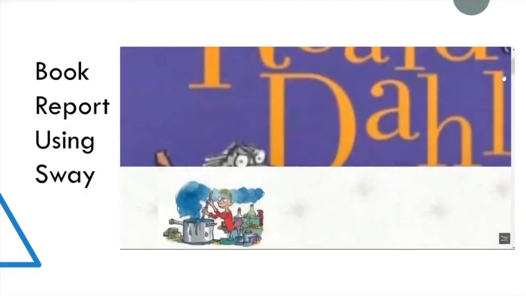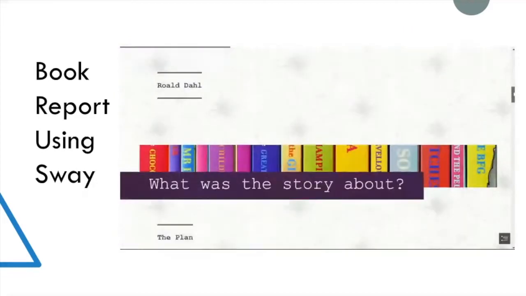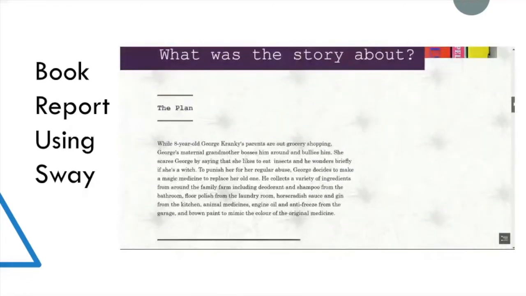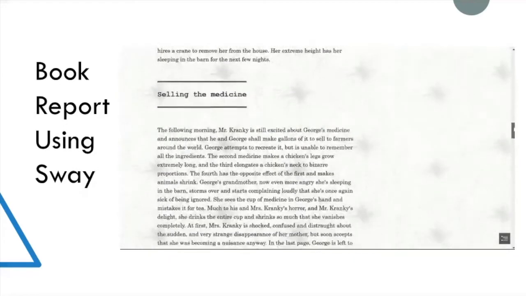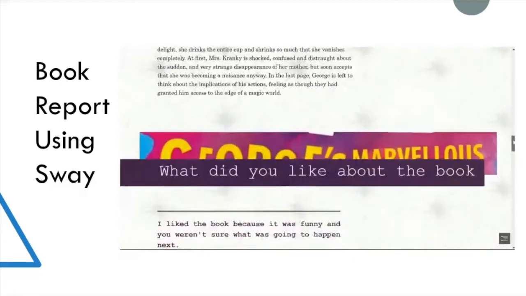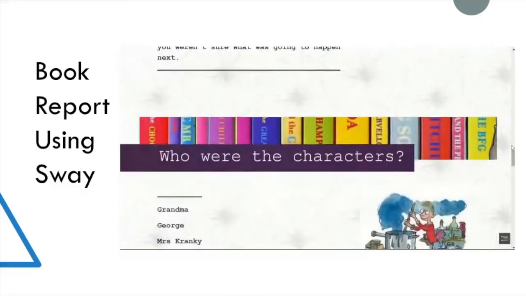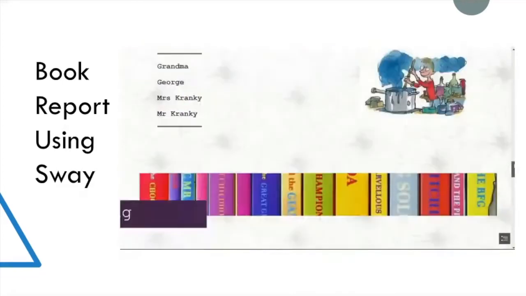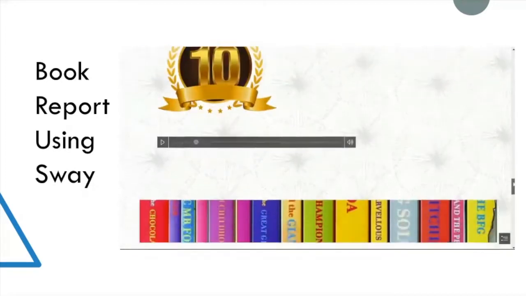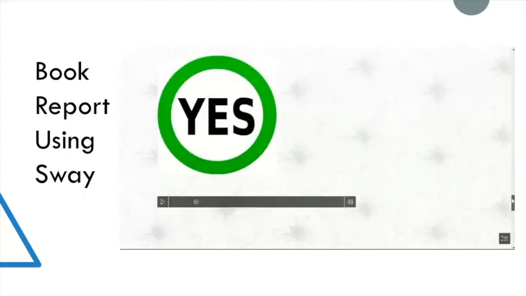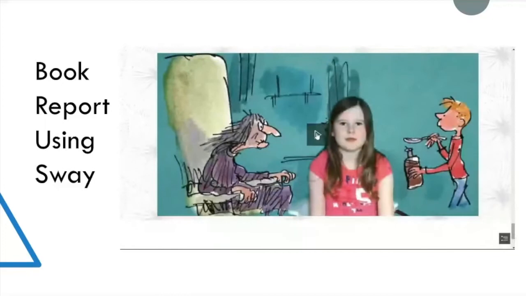So you can see we're just going to scroll through the Sway presentation. She's researched the author. She's managed to find some copyright-free images. She's typed up the information about the book report. You can see she's chunked it into sections where the dynamic headers come in from the left. She's given it a star rating, but she's also included built-in narration. So you can see the sound files are embedded into her presentation. And here's her green screen video.